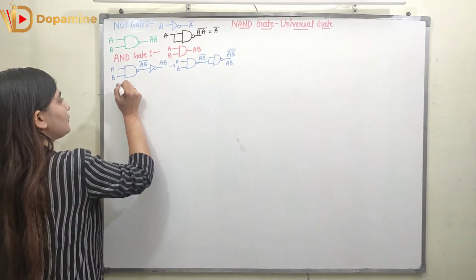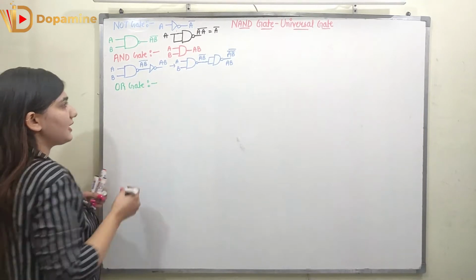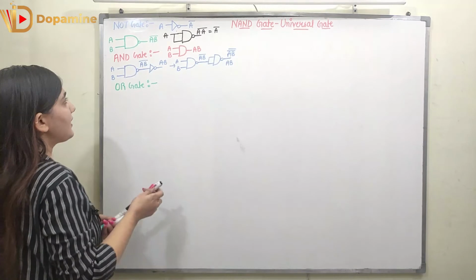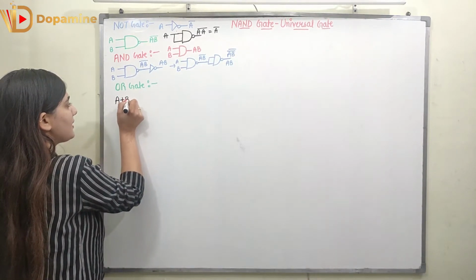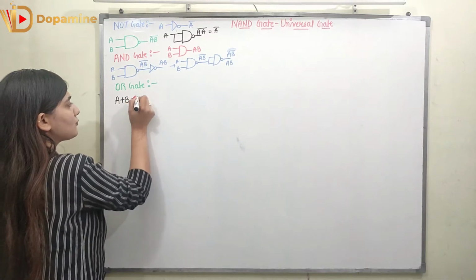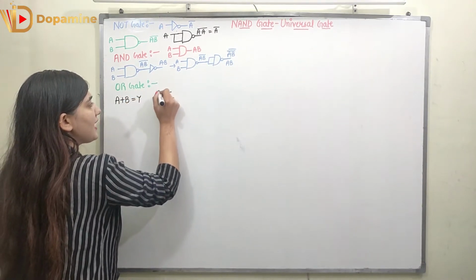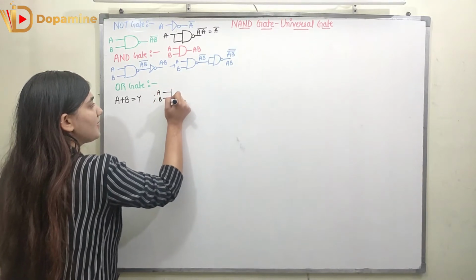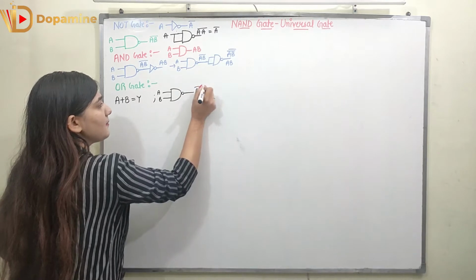After that, coming to the OR gate. How the NAND gate is acting like an OR gate, right? So that we are going to see. So what is the OR gate? OR gate is A plus B. This should be the output, equal to Y, right? What is the output of the NAND gate? If I have two inputs, the output of the NAND gate over here is A, B bar.